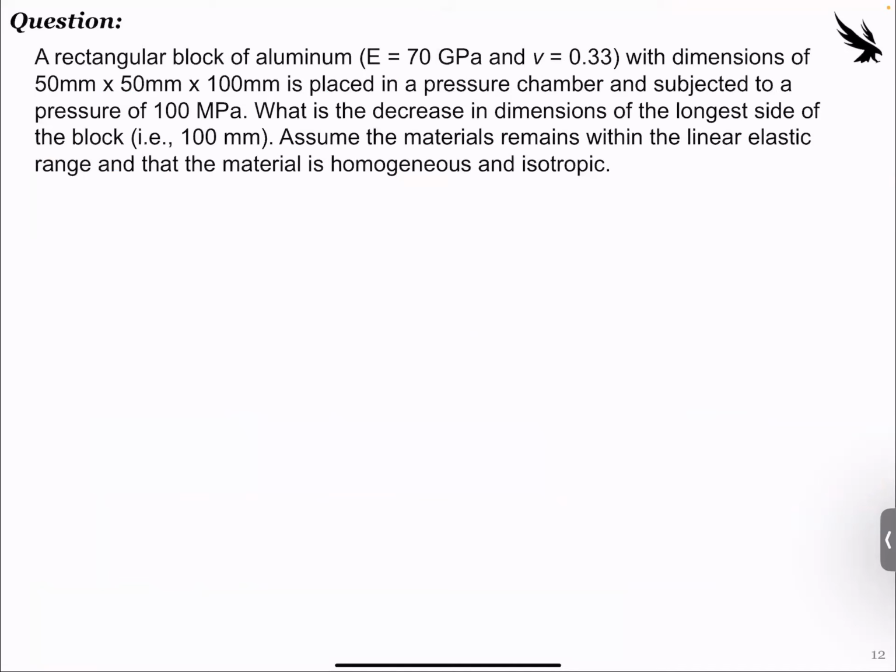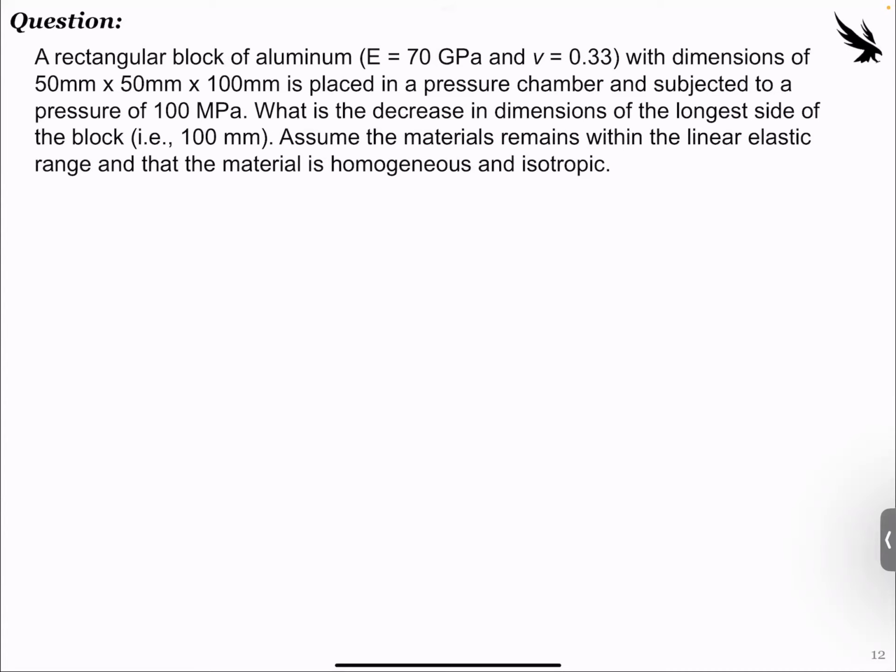All right, let's look at a Hooke's law one, and this is actually a three-dimensional one. So we're told a rectangular block of aluminum with these properties given here, with the dimensions provided, 50 by 50 by 100, is placed in a pressure chamber and subjected to a pressure of 100 megapascals. We're asked, what is the decrease in dimension of the longest side of the block, so that 100 millimeter side? Assume that the material remains in the linear elastic range, which is nice.